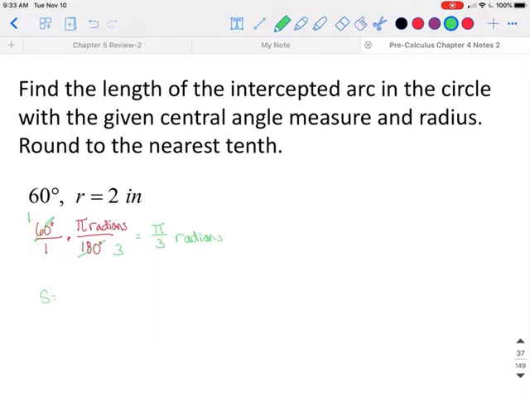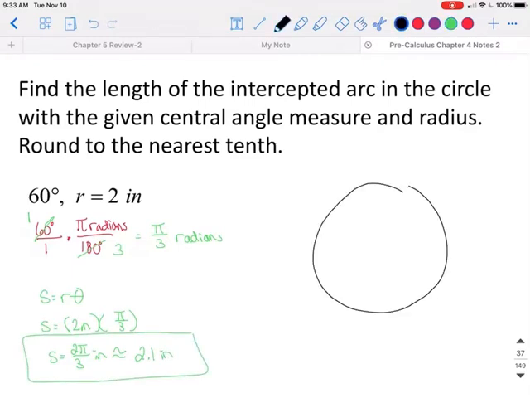Now that we know this angle measure in radians, we can find the arc length. We know the radius is 2 inches, and we know our angle is pi over 3. So our measure is going to be 2 pi over 3 inches, or approximately 2.1 inches. Again, if you have your circle and an angle that is pi over 3 radians, that's just telling us the length of that portion of the circle.